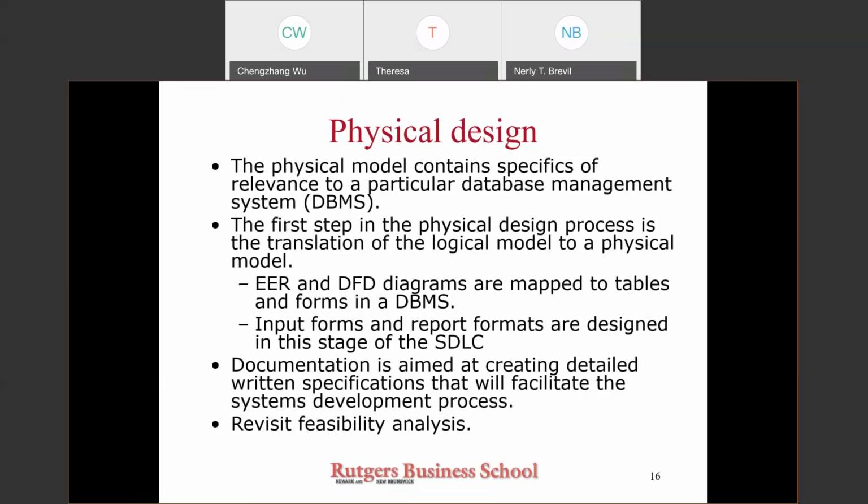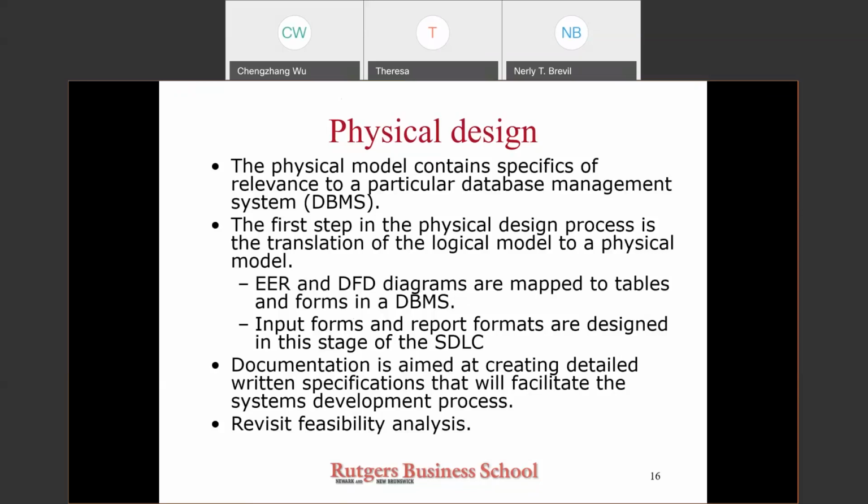Input and report formats will also be designed in this stage. The DFDs provide some of the details necessary to determine the screen contents of input forms and reports. Since the system design stage is a precursor to the system implementation stage, the various tasks performed during system design are intended to facilitate the implementation stage.